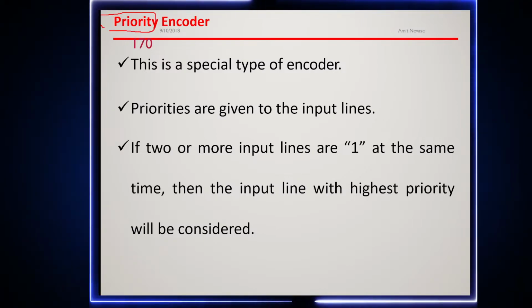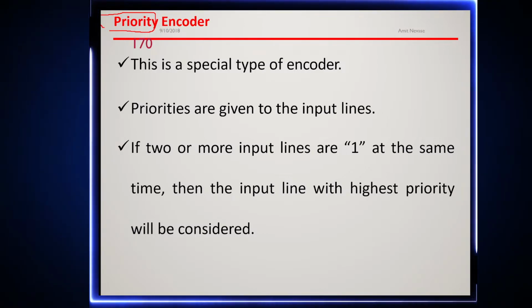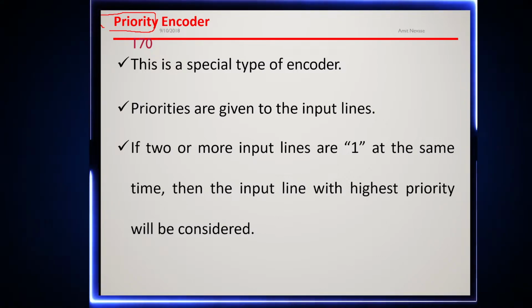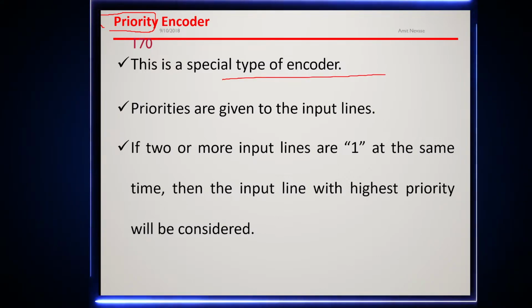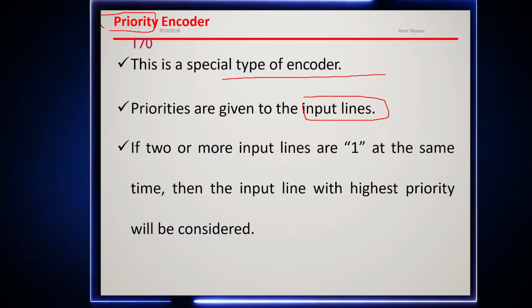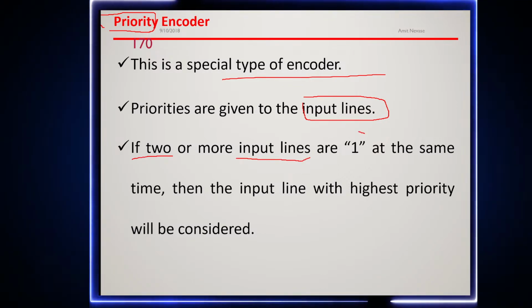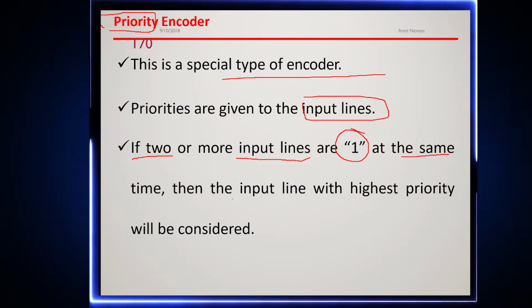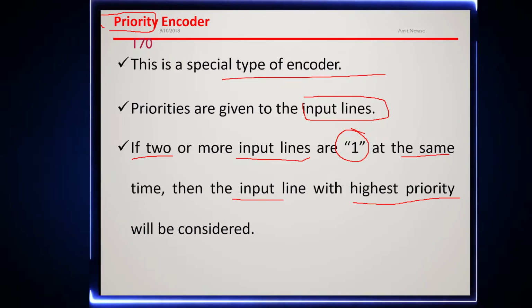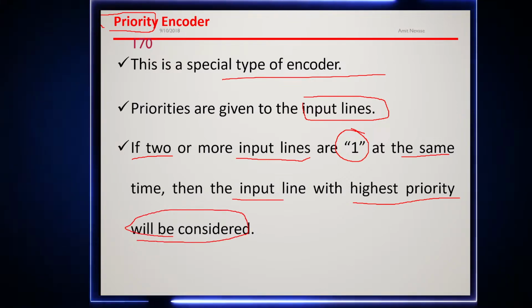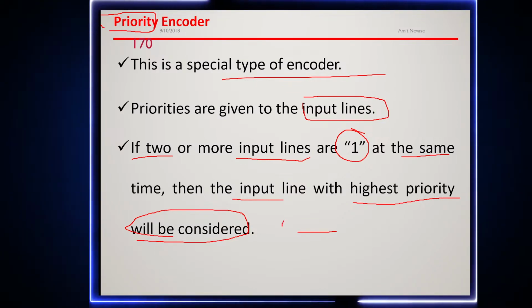That means it is going to prioritize the different inputs or specific input lines, right? Now, this is a special type of encoder, and priorities are given to the input lines, right? So if two or more input lines are 1 at the same time, then the input line with highest priority is considered, right?